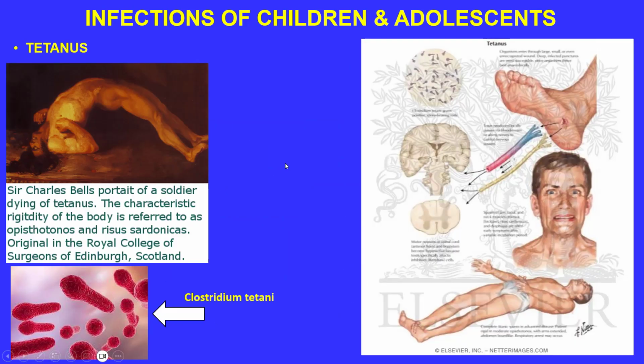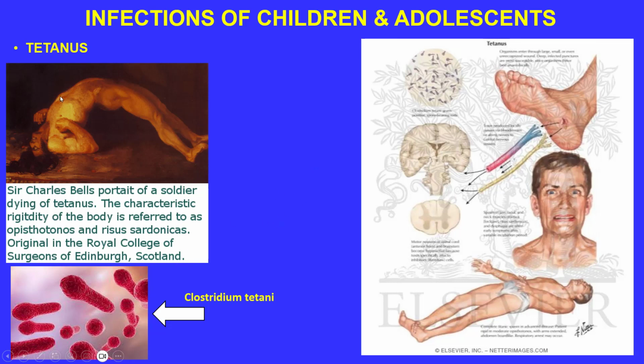Now, there was Sir Charles Bell who made a portrait of a soldier dying of tetanus. Okay, what you have to understand is this: both the inhibitory nerves and the nerves that would stimulate particular muscles fire at the same time, so it's sort of what they call a risus sardonicus. This characteristic rigidity of the body.